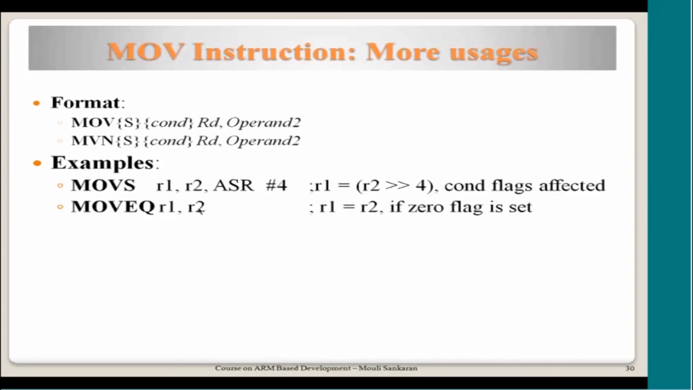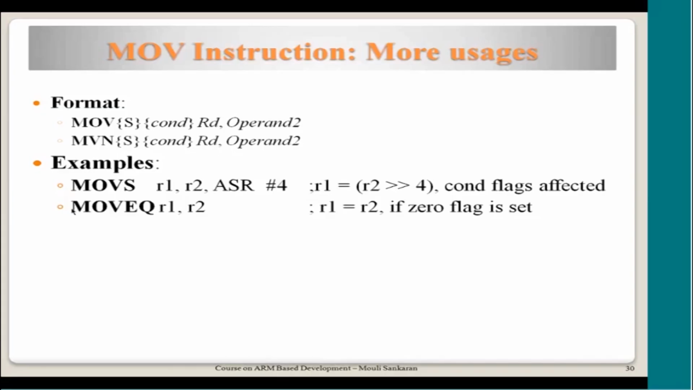That means this move of R2 to R1 will not happen. The R2 value will be the same, irrespective of whether moving happens or not. R2 is not impacted, but R1 will remain the same if this was not executed. And this execution depends on what has happened in the previous instruction, whether the flag was set.